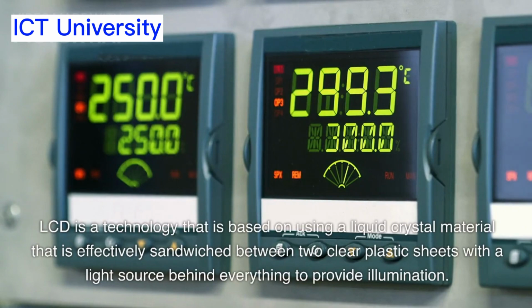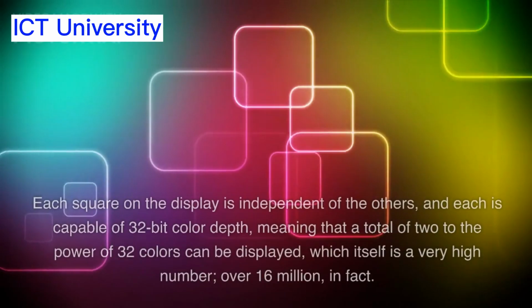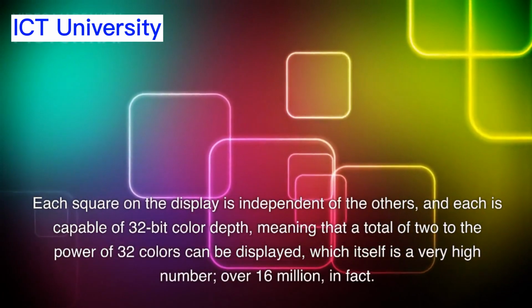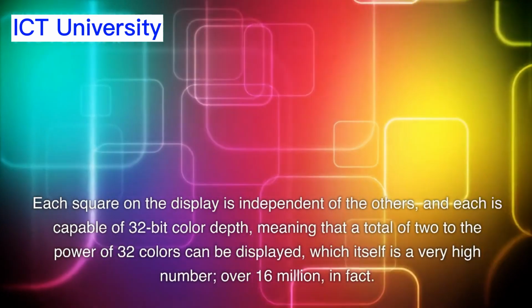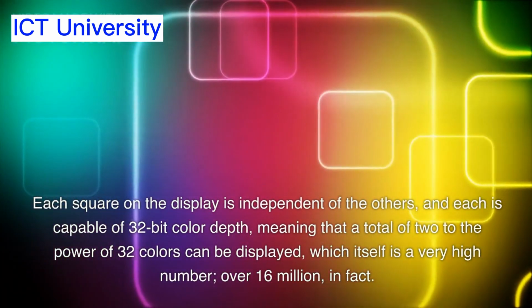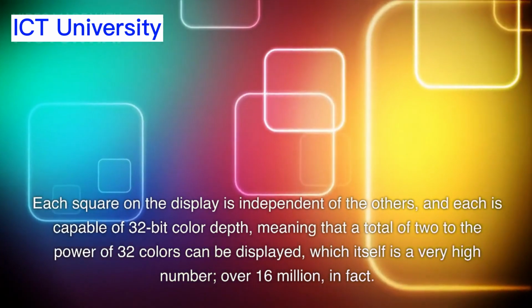LCD is a technology that is based on using a liquid crystal material that is effectively sandwiched between two clear plastic sheets with a light source behind everything to provide illumination. The liquid crystal material is then divided into many small squares, each one representing a single pixel of the image. Each square on the display is independent of the others, and each is capable of 32-bit color depth, meaning that a total of 2 to the power of 32 colors can be displayed, which itself is a very high number. Over 16 million, in fact.